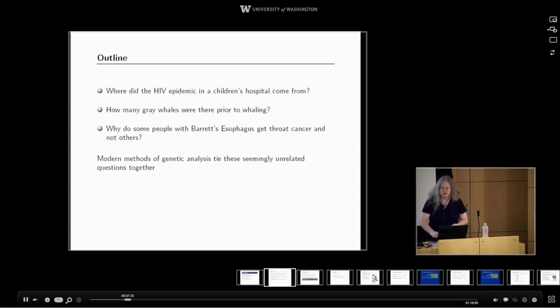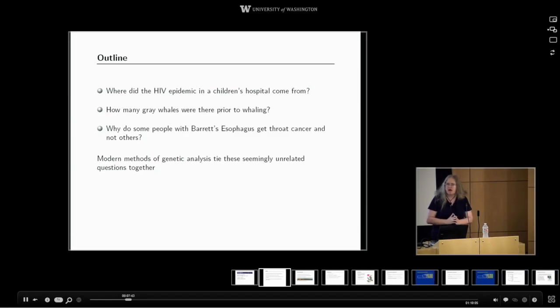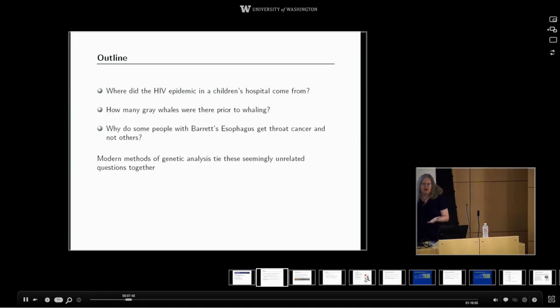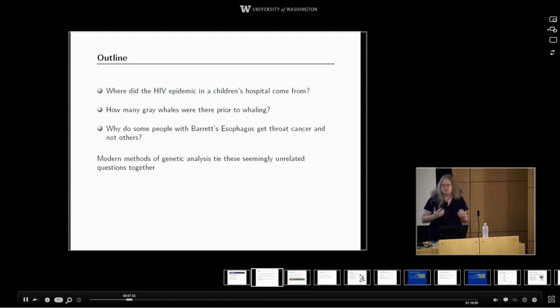that it's got today. And the three questions are, where did the tragic HIV epidemic in a children's hospital in Libya come from? How many gray whales were there before we started hunting them? And how come some people with the condition Barrett's esophagus get throat cancer and others with the same condition do not? Modern genetic analysis can tie these three questions together.